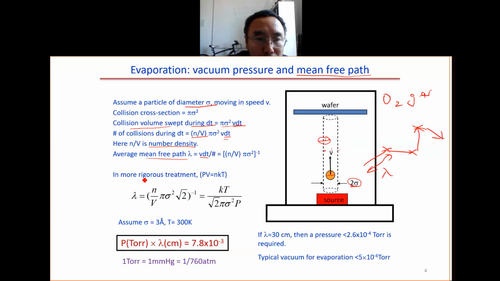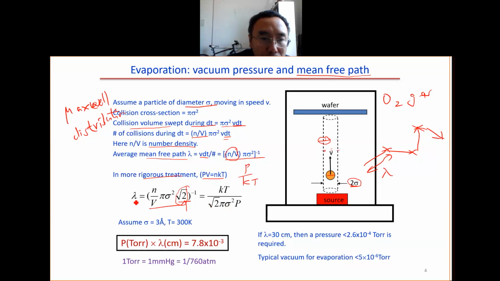For a more rigorous treatment, if you remember for gas, we have something called the Maxwell distribution. If we use the Maxwell distribution, we have an extra term here, an extra square root of 2. This is similar to the previous one, but with an extra square root of 2 term. And we know that PV equals NkT, then N over V equals P over kT. So in the end you get this formula.